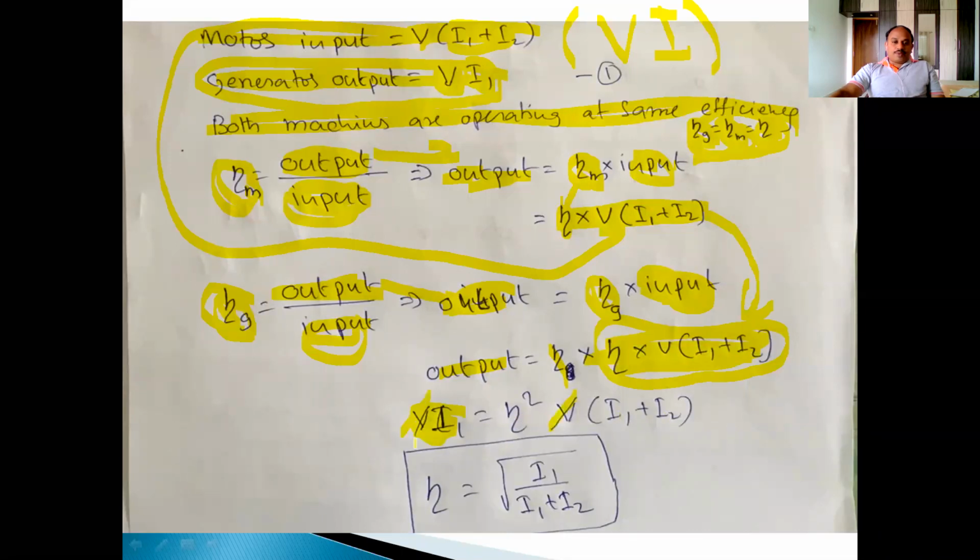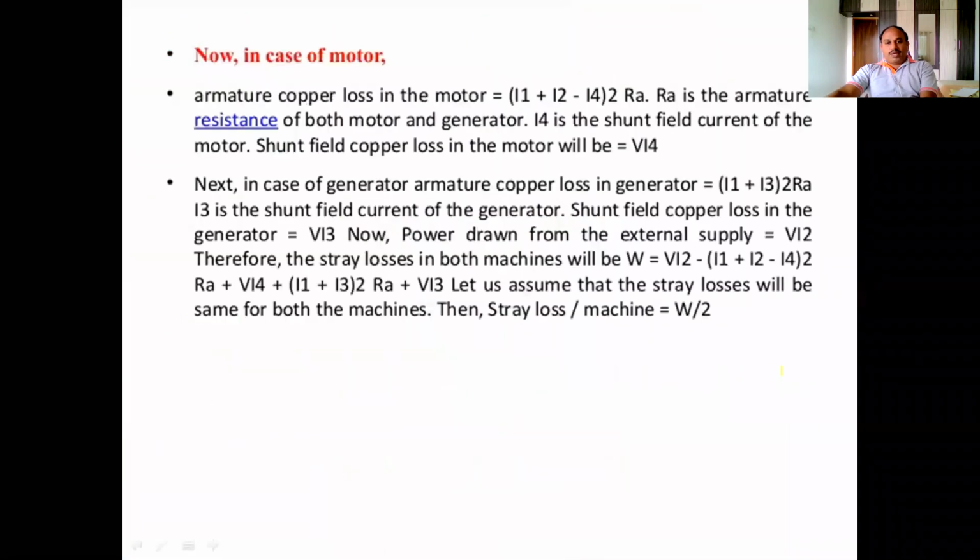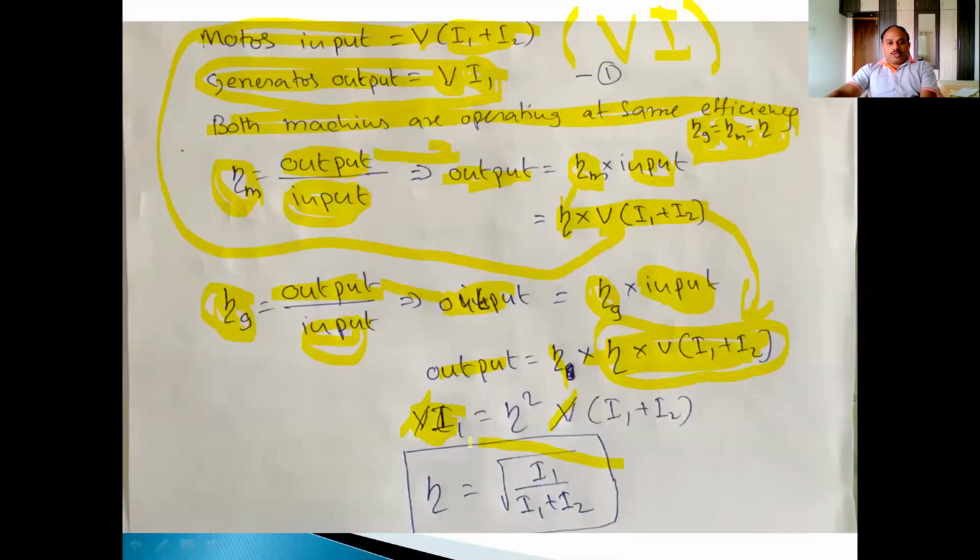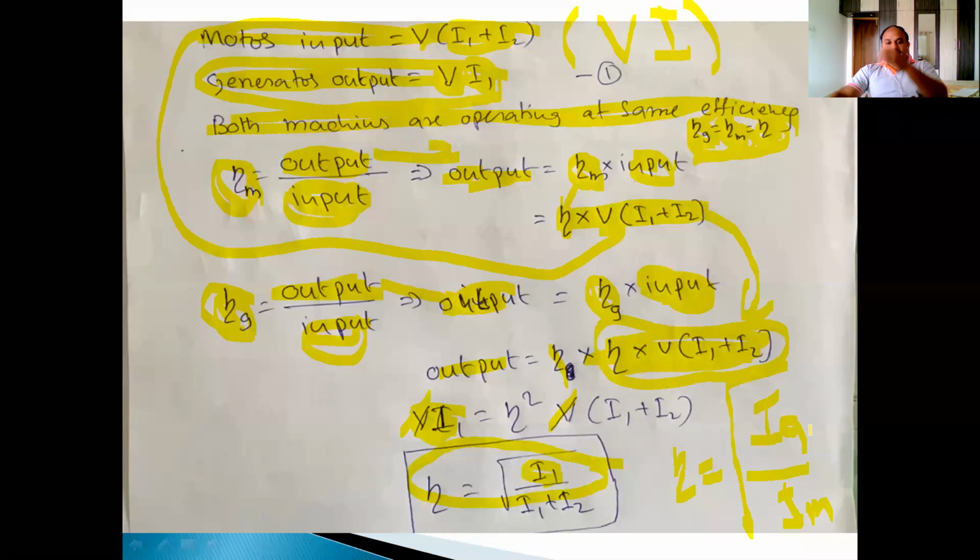V cancels. Therefore, efficiency equals root of I1 by I1 plus I2. So this is the formula for calculating the efficiency. I1 is the generator current, and I1 plus I2 is the motor current. General efficiency equals generator current IG by motor current IM. Motor current means I1 plus I2, the current taken by the motor. IG means the generator current, IM means motor current.